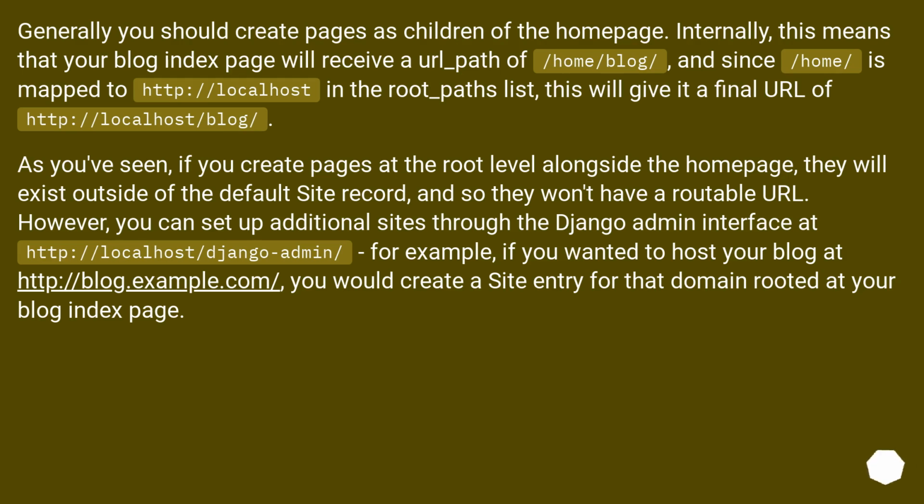As you've seen, if you create pages at the root level alongside the home page, they will exist outside of the default site record, and so they won't have a routable URL. However, you can set up additional sites through the Django admin interface. For example, if you wanted to host your blog at this URL, you would create a site entry for that domain rooted at your blog index page.